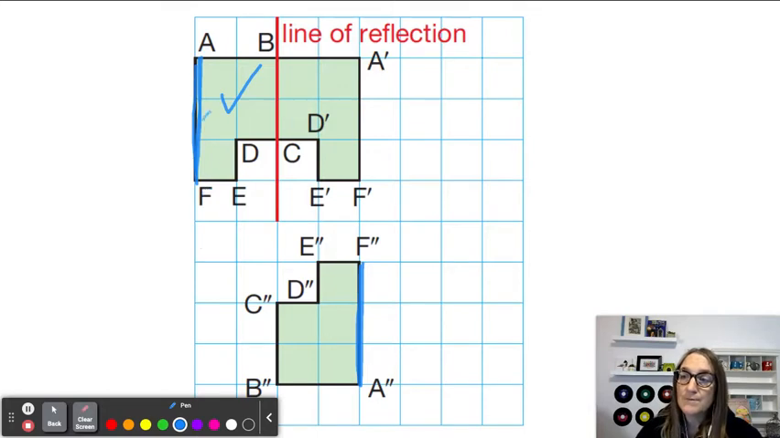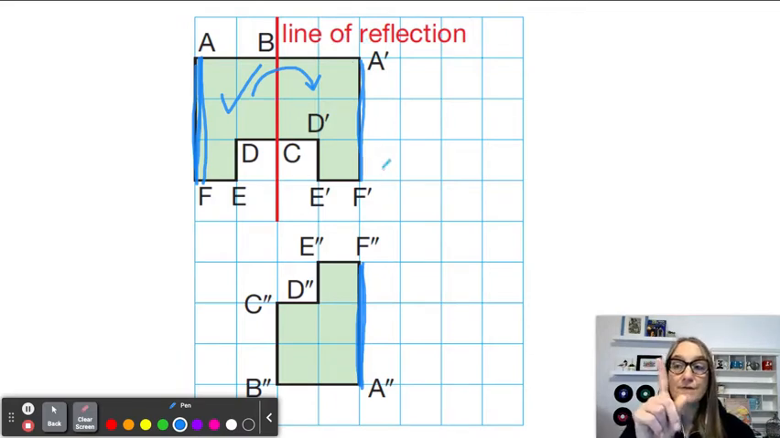Now, to reflect this shape so that the reflection of line AF is in the same grid line as A double prime, F double prime, we need our line of reflection to pass right through here so that our shape is just reflected straight over like this, and A prime, F prime is now in this same grid line as A double prime, F double prime. Okay, so that is our first step.